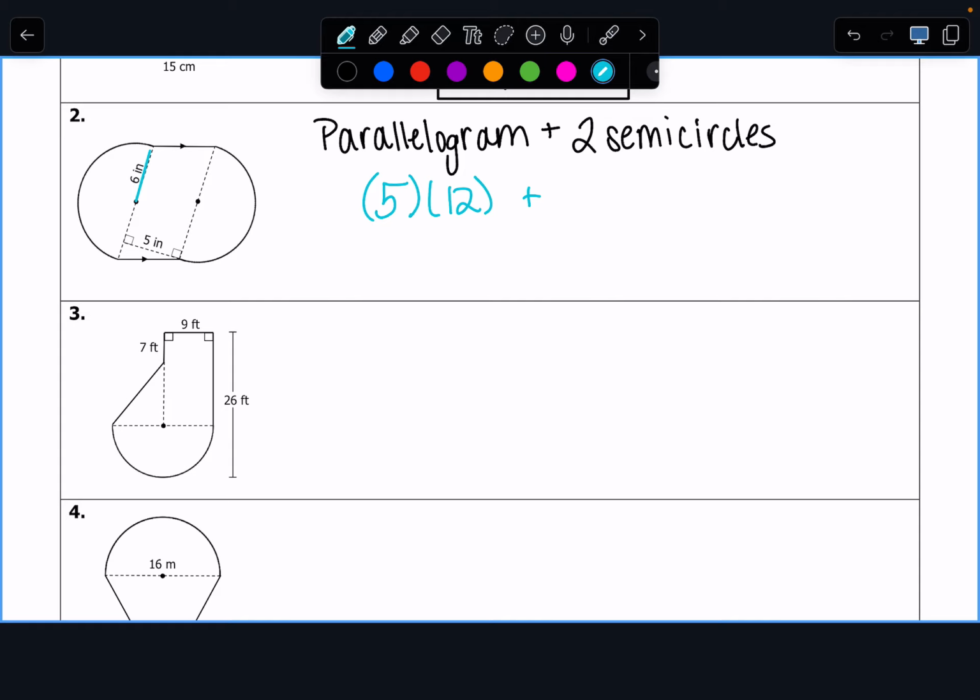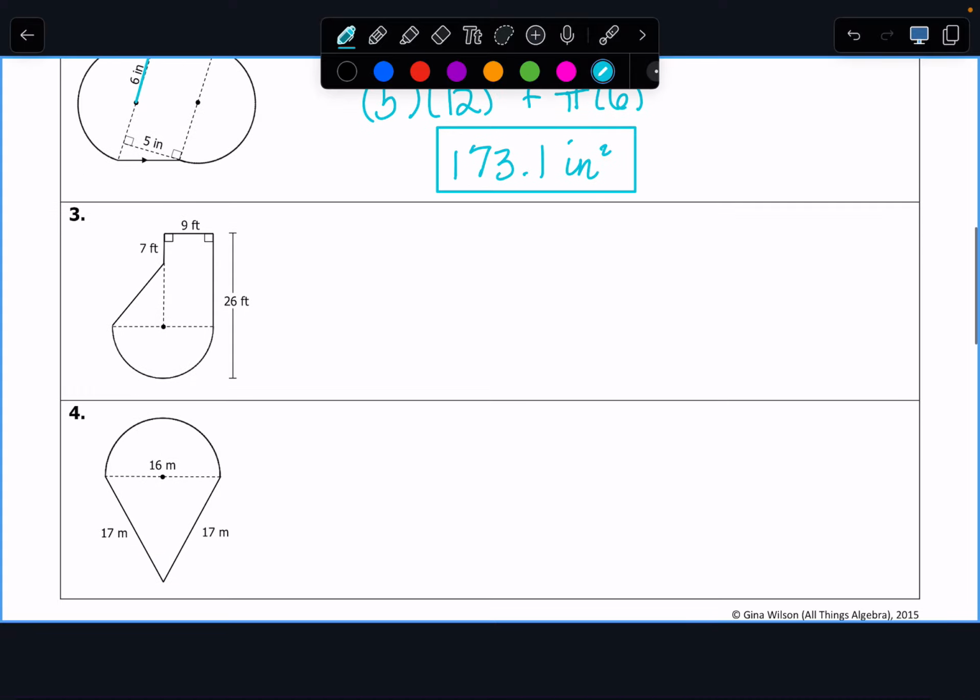Nolan. How did you find the area? Okay, you could say 2 times 1/2 pi 6 squared, but that's just a circle. 2 halves make a whole. All right. So, did you get an answer of 173.1 square inches? Yeah, you did. Okay. Let's come down here to number 4.